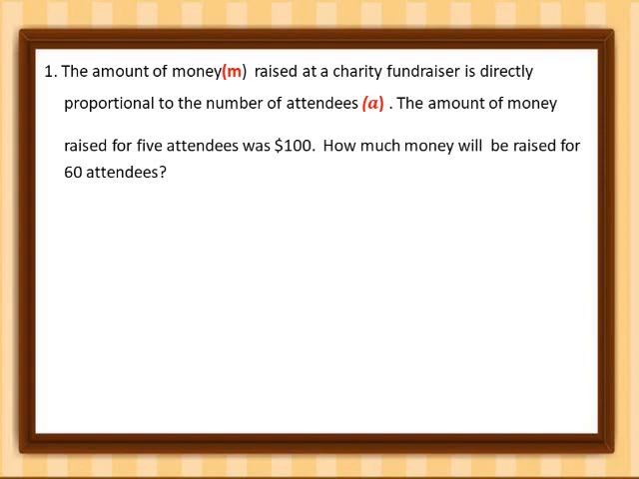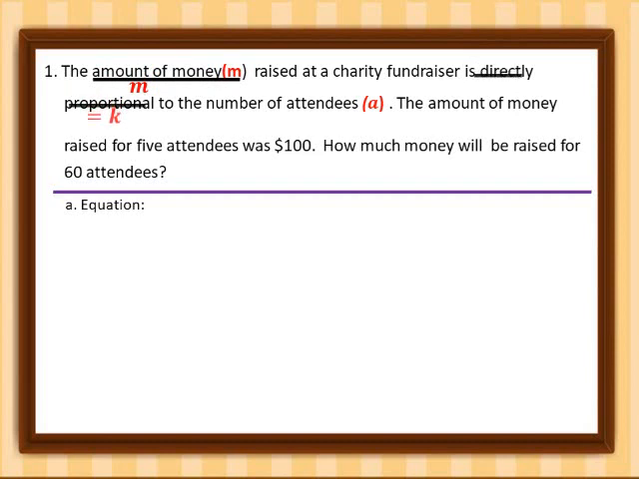So here, we need to first create the equation of our variation. The important words are the amount of money, directly proportional to, and of course, the attendees. If we put them together, we are going to have M is equal to K times A. So that is now our equation.